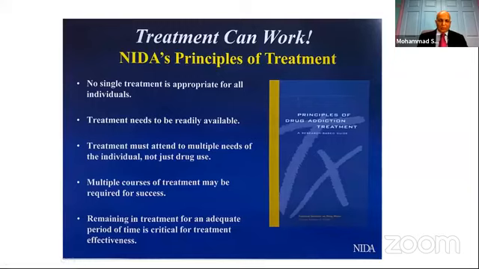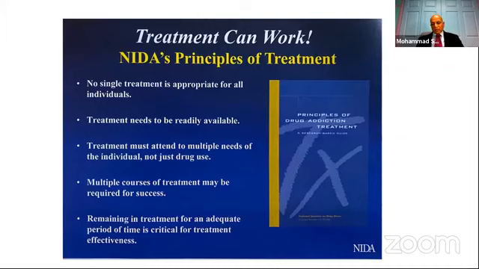Treatment has to be individualized. Treatment needs to be available to the individual. The multiple needs of individuals need to be addressed because addiction destroys lives, and multiple courses of treatment may be required for success, and remaining in treatment for an adequate period of time is critical for treatment effectiveness. So one question is, okay, if we accept the hypothesis that addictions cause changes in the brain structurally and functionally, let's say a person decides to seek recovery, he becomes sober, and he works hard at it. The question is, is his brain going to stay the same or is it going to change?